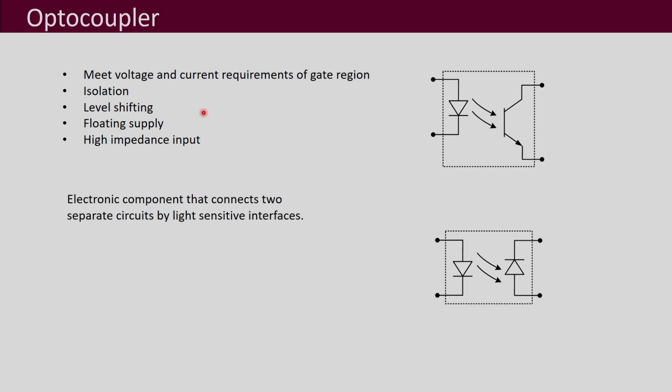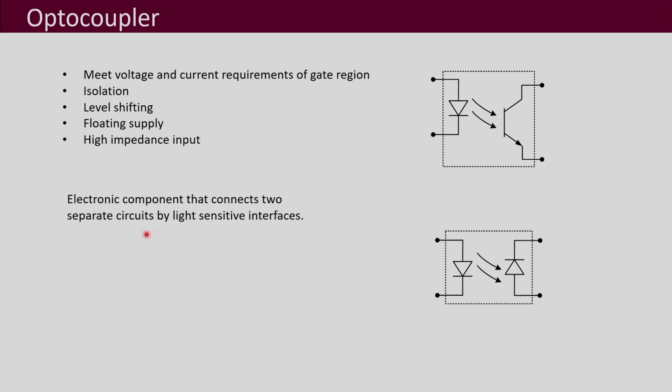Now, there are various different types of gate drivers, and in this course we will not be discussing all of them. We will be discussing only the ones which are widely used, and the first among them is the optocoupler based gate driver. So, what is an optocoupler? You might have heard this term before. It is basically an electronic component that connects two separate circuits by using light sensitive interfaces.